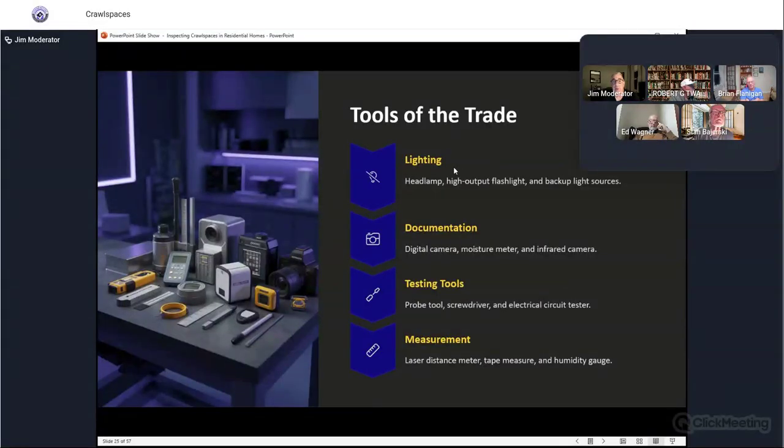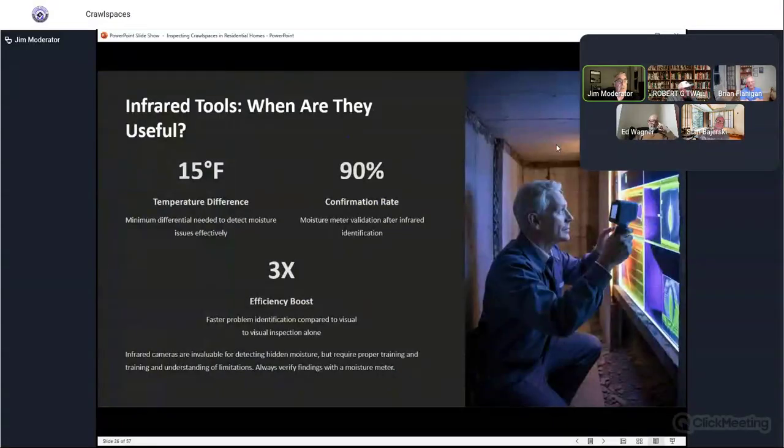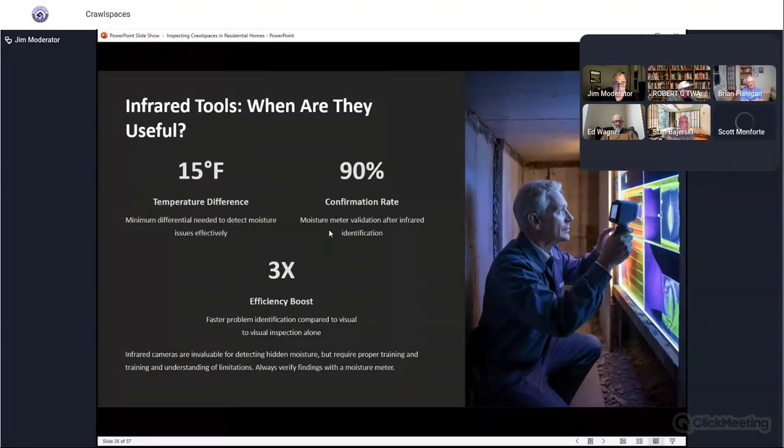Tools of the trade. We want to make sure we have good lighting, cameras, moisture meters, possibly an infrared camera. Testing tools are a probe, screwdriver, electrical tester, and tape measure. And I have a humidity gauge with me now, so that's one of the things I test for. Infrared tools, when they're used. I'm not a big believer in it. I don't use infrared. It can cause a lot of issues.